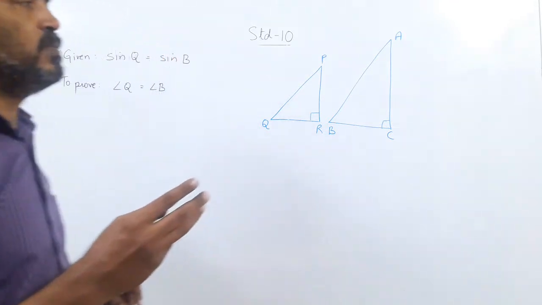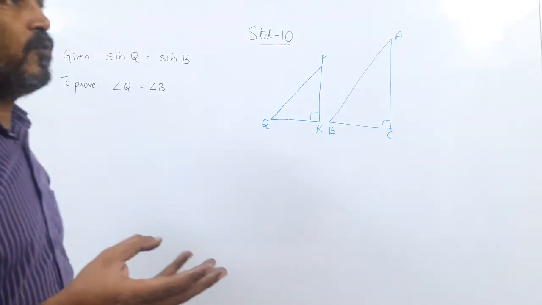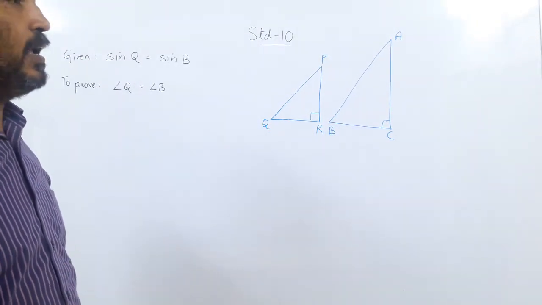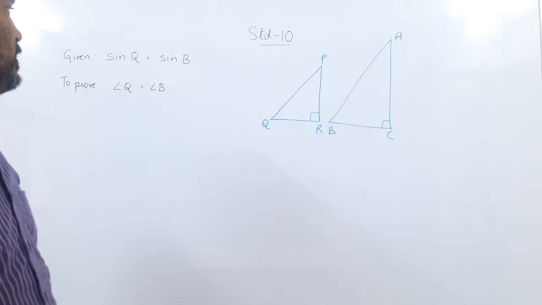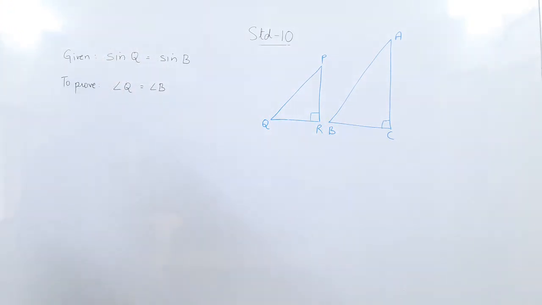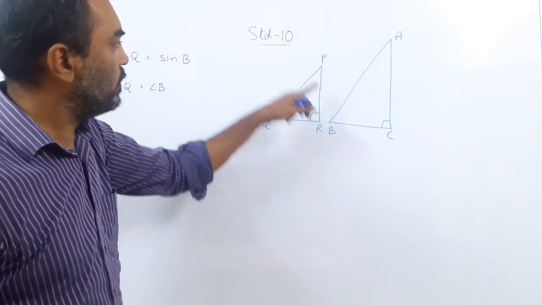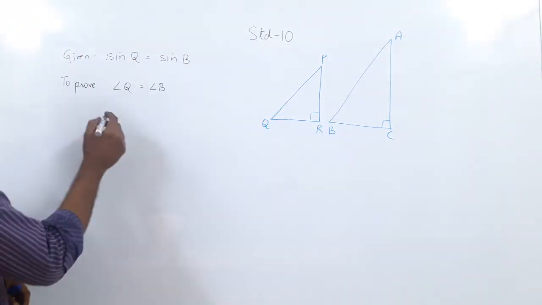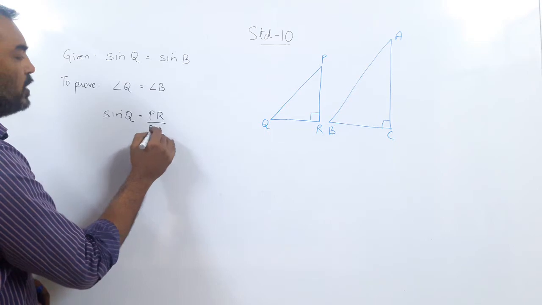Okay? Now to prove they are similar, I can use the AA axiom, but there is nothing mentioned about the angles, only we know the right angles. We have got SSS, AAA or AA, and SAS. So we'll start with what we are given: sine Q equal to sine B. Now what is sine? The ratio of which sides? Sine is the ratio of the opposite side and hypotenuse. So sine Q is opposite. What is opposite to Q? PR upon hypotenuse PQ. So sine Q is equal to PR upon PQ.